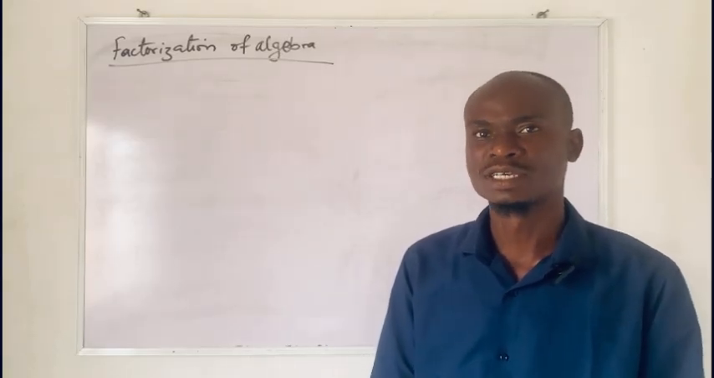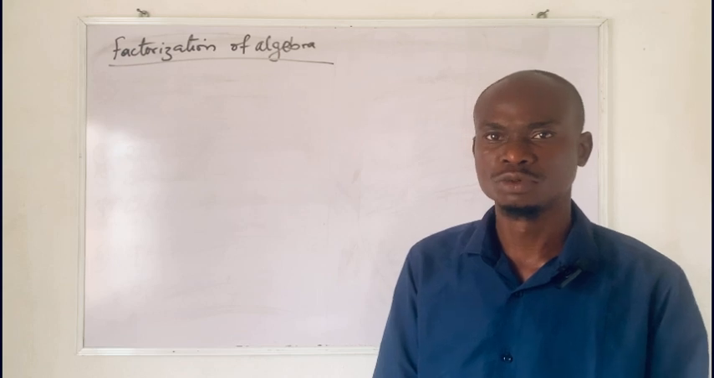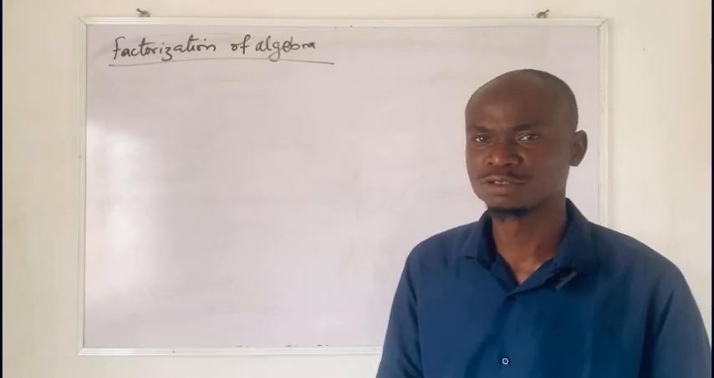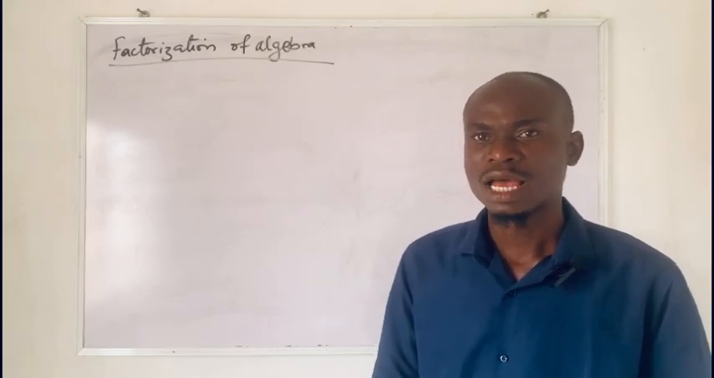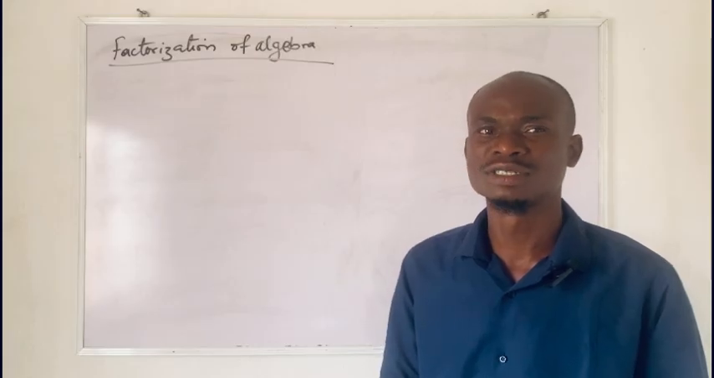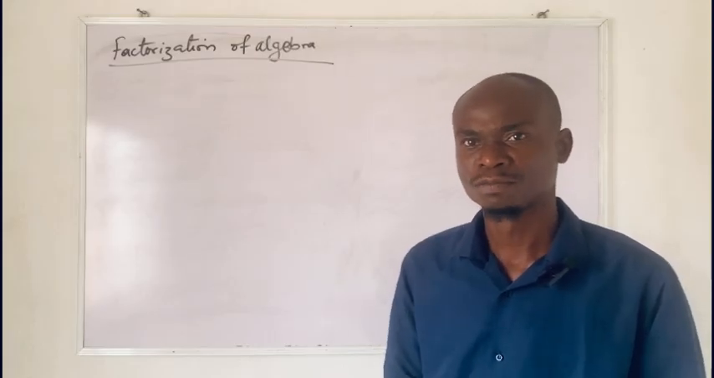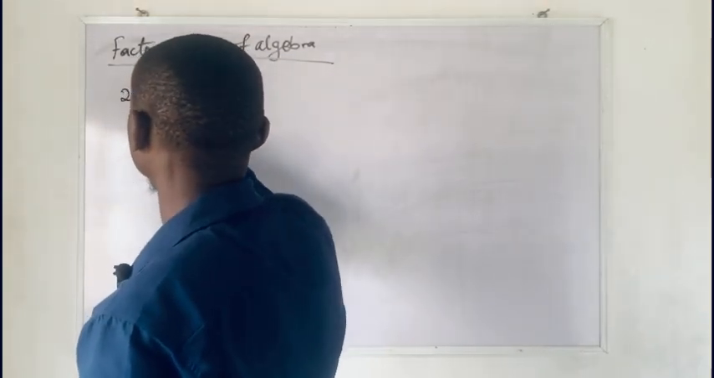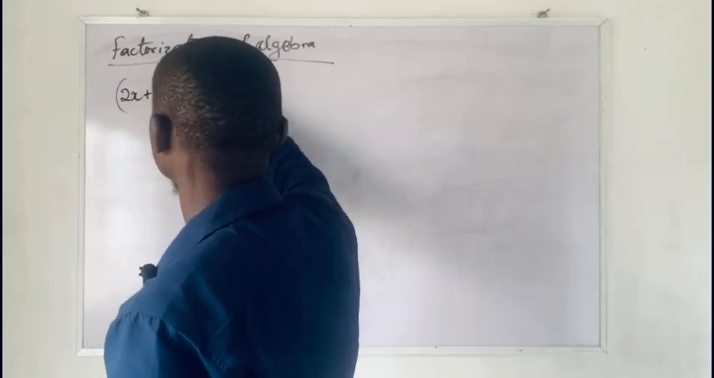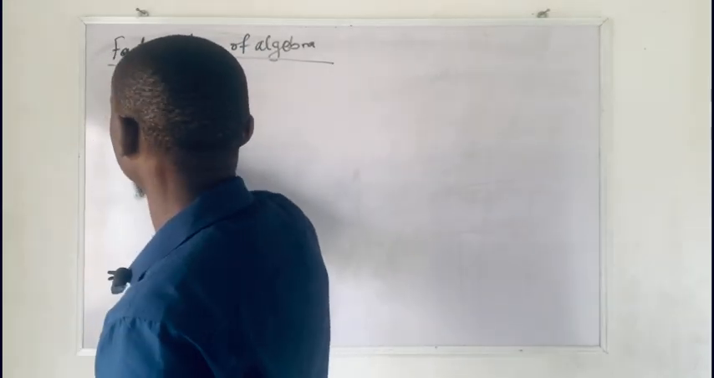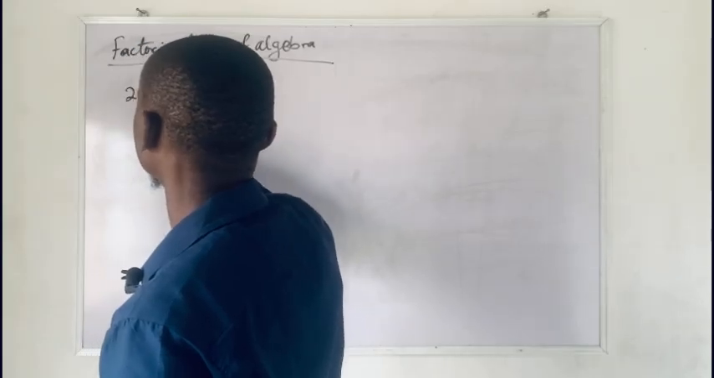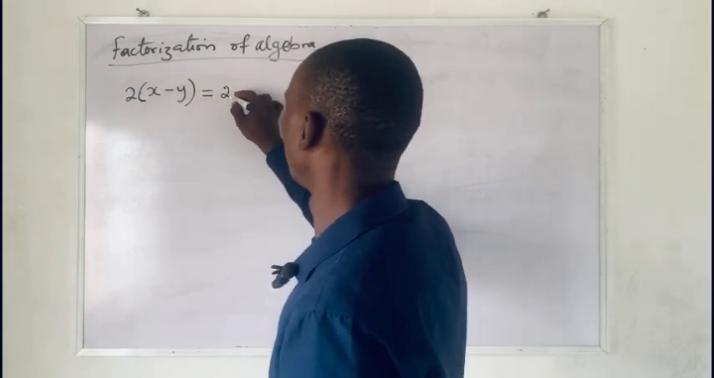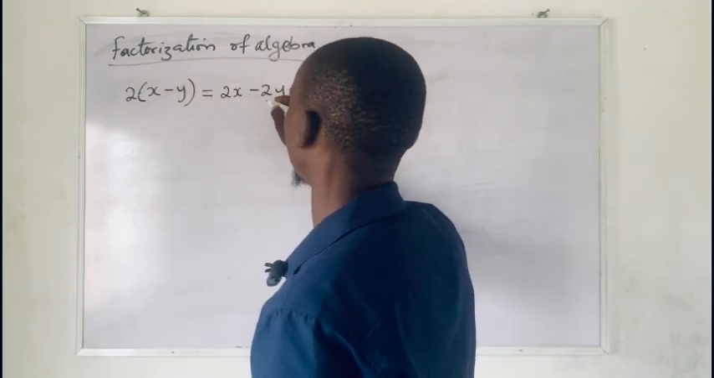To factorize an algebraic expression, there's one thing you must know. You must know how to find the HCF, which is the highest common factor of numbers. And secondly, you should also know that factorization is the reverse of expansion. Let's say, for instance, I'm giving 2 times x minus y. If I expand this, I'm going to have 2x minus 2y.